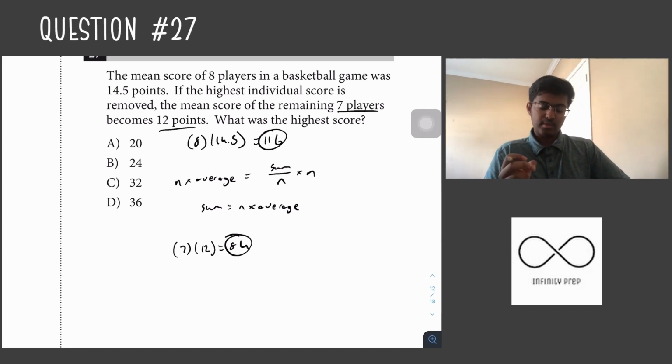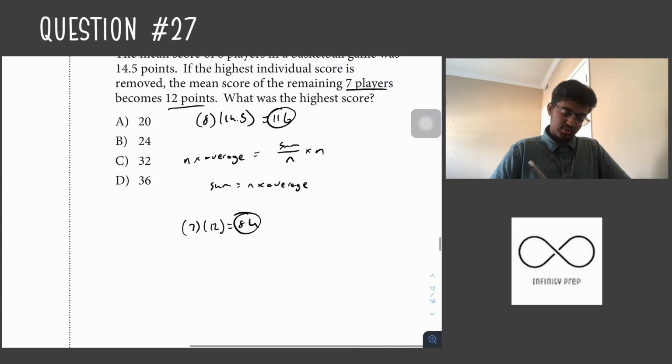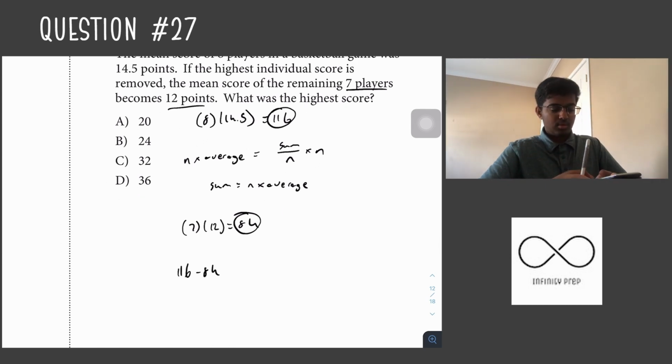The difference between these two is that one of the players was removed. The difference between these would give us the score of the player that was removed. So 116 minus 84, which is 32, which is the highest score, or the player that was removed, which is answer choice C.